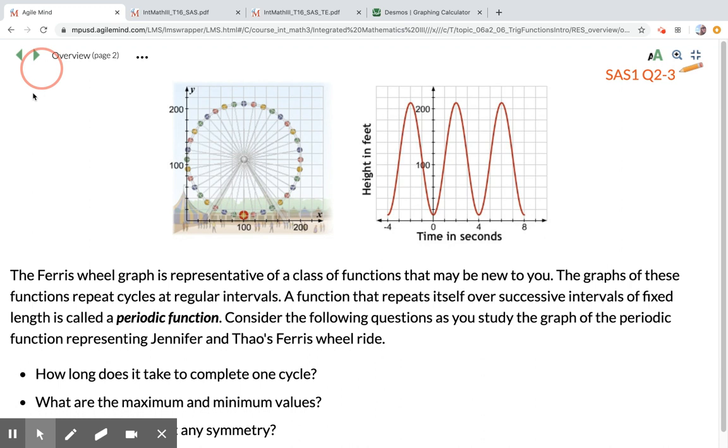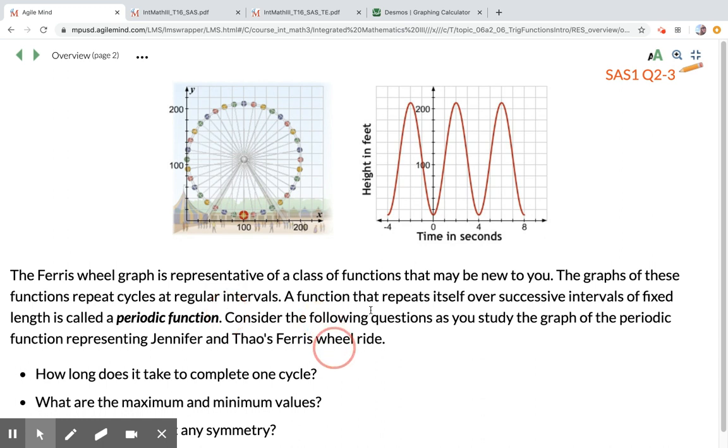This Ferris wheel graph, and we're moving down to question 2 and eventually question 3, represents a whole new class of functions. The graphs of these functions repeat themselves, right? Because you're on the Ferris wheel, you go up and down and up and down and up and down, and that's what we do. So when we graph it, we go up and down and up and down. And because that Ferris wheel doesn't stop, people just hop on and hop off, it does it forever. This graph is actually repeating itself. It has a cycle that it repeats regularly over regular intervals.